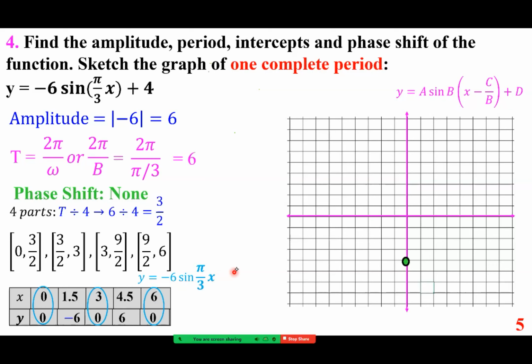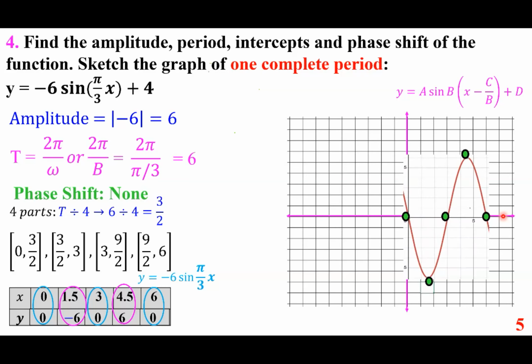Okay. 0, 0. 3, 0, and 6, 0. So 0, 0, 3, 0, and 6, 0. 1.5, negative 6. 4.5, positive 6. Again, may not be too scary. So this is a rough sketch for this guy.